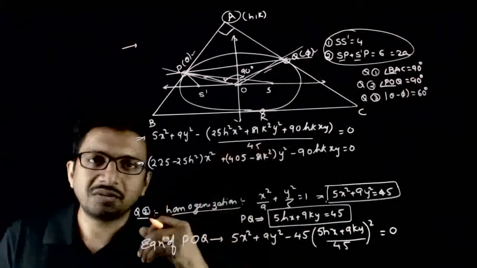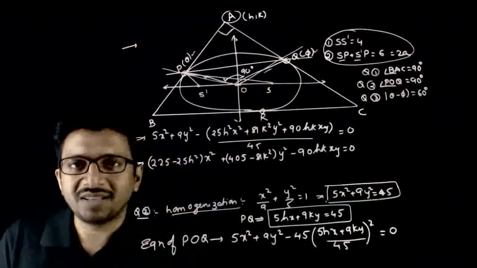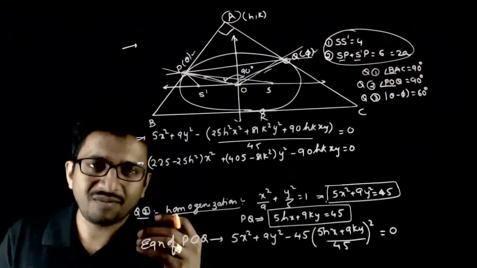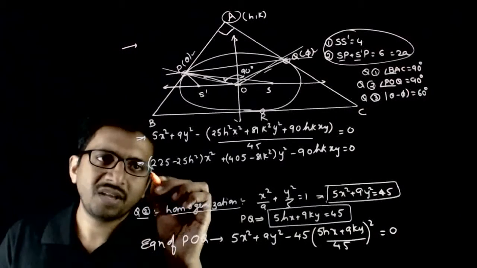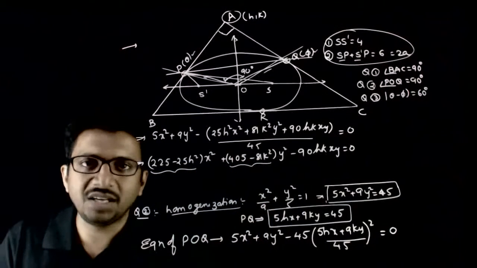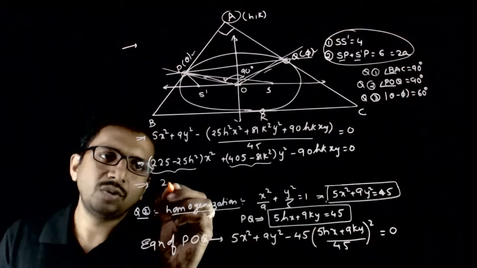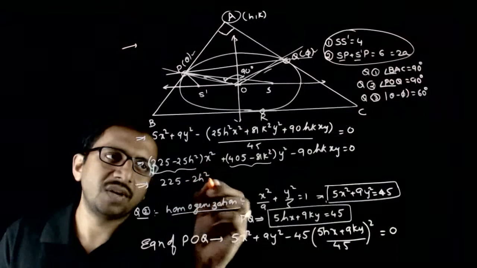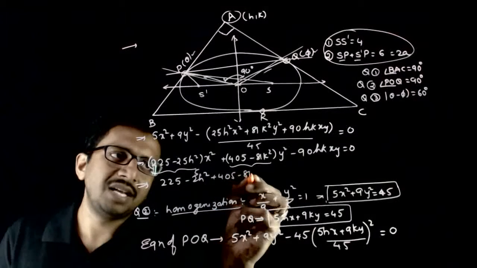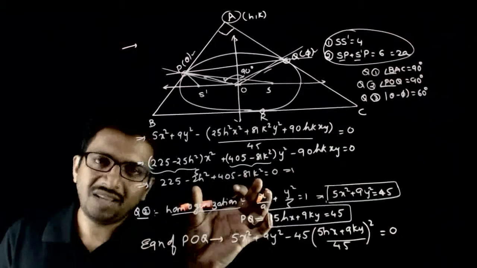Now according to the given question, I want the locus of (h, k) such that the angle between these pair of lines is 90 degrees. When will the pair of lines be perpendicular to each other? If the coefficient of x square plus the coefficient of y square is equal to 0. That is the condition for perpendicularity of a pair of lines. So the condition is 225 minus 25h square plus 405 minus 81k square is equal to 0. So now you got the equation in h and k.